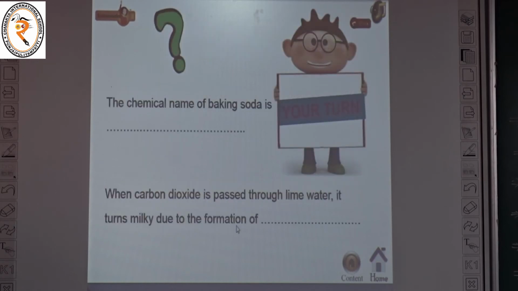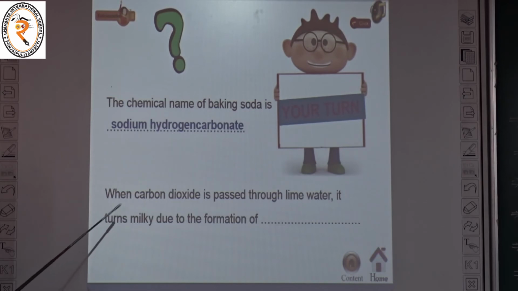It is time to check your knowledge, children. See, look at the first question. The chemical name of baking soda is what? Sodium hydrogen carbonate. So what is the chemical name of baking soda? It is sodium hydrogen carbonate.